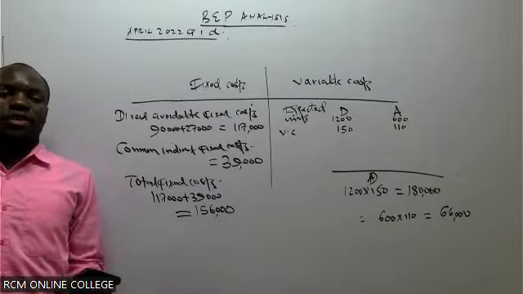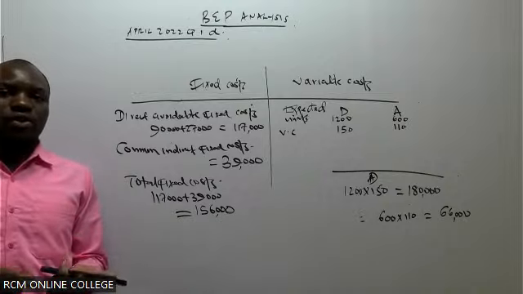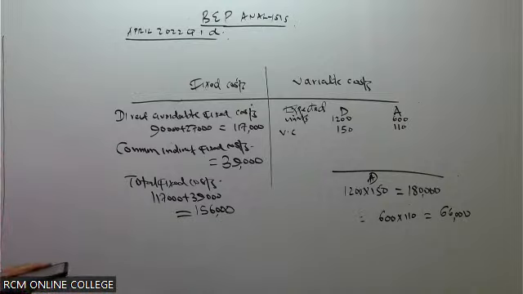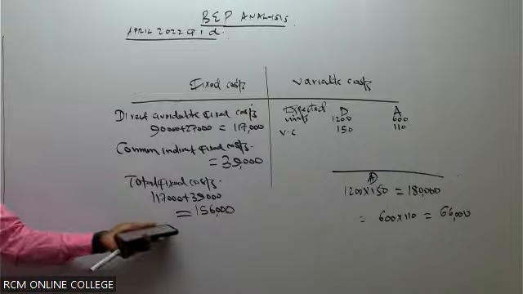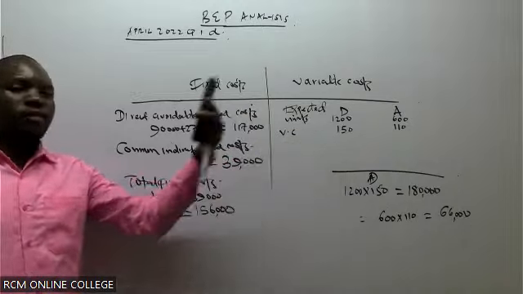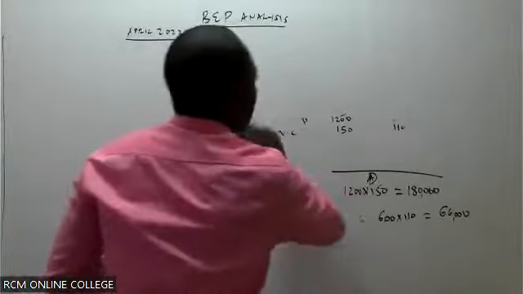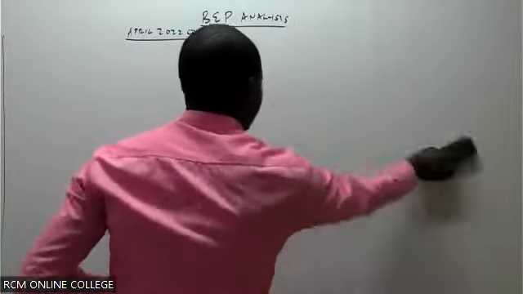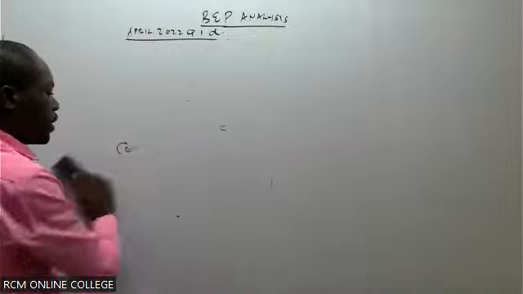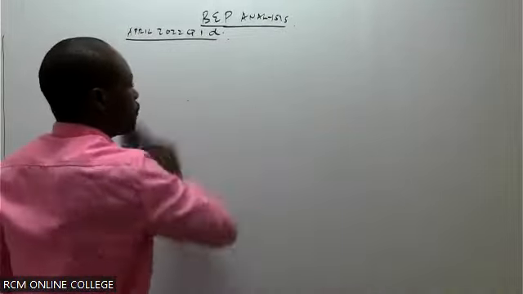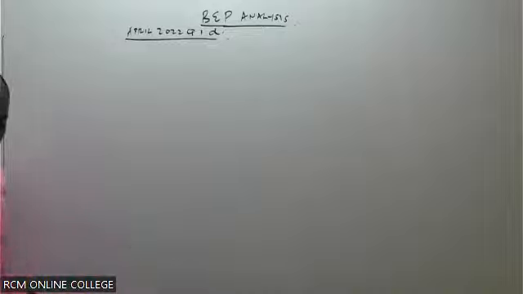156,000. So that's the total fixed cost which we are required to have. Once you have the total fixed cost, the variable cost, and the selling price per unit, we can go ahead and get our break-even point. We can calculate our break-even point for multiple products.